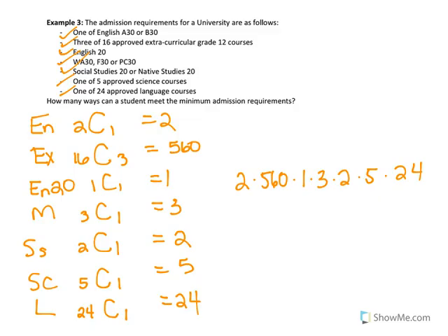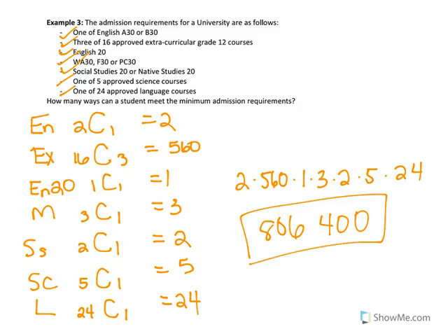So we have 2 times 560 times 1 times 3 times 2 times 5 times 24. There are 806,400 ways you could get into university with your high school requirements.